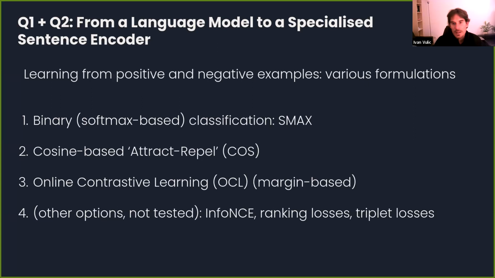So you can take any of the standard contrastive learning loss functions. You have plenty of repositories online to do that. So you can actually do binary classification and just try to distinguish between positive and negative examples. Or you can do cosine-based attract-repel, which basically means you set a hyperparameter of positive cosine similarity and another of negative cosine similarity, and then you do mean squared error loss, where you're trying to bring positive pairs closer to this ideal of positive cosine similarity, and the same thing you do for negative pairs. Or you can do other contrastive learning functions like online contrastive learning and all these other standard functions that I listed here. So there's a lot of different objectives in the standard playground of contrastive learning.